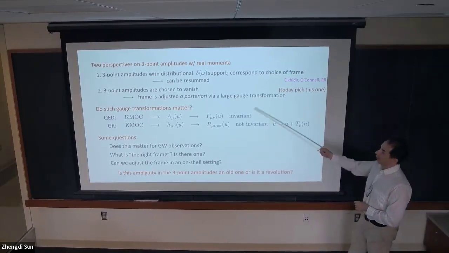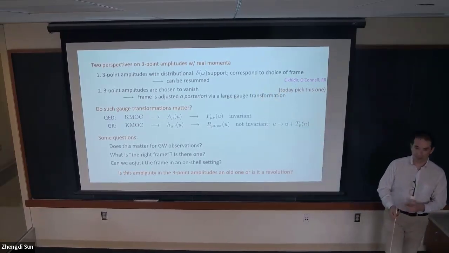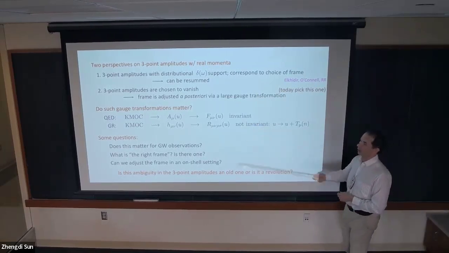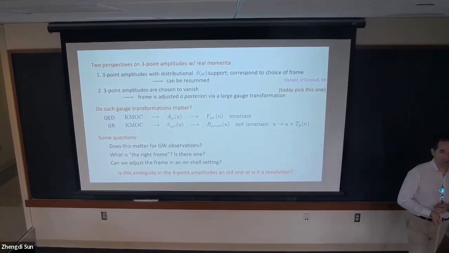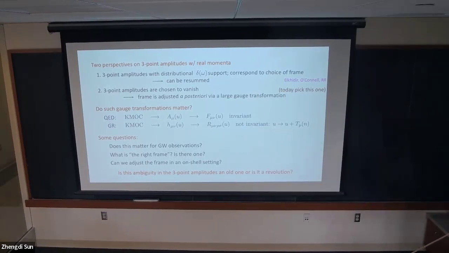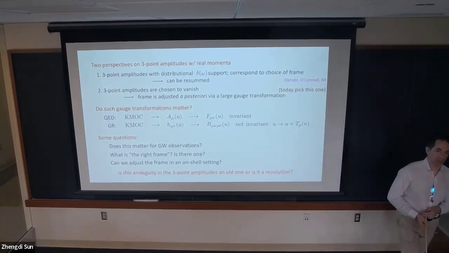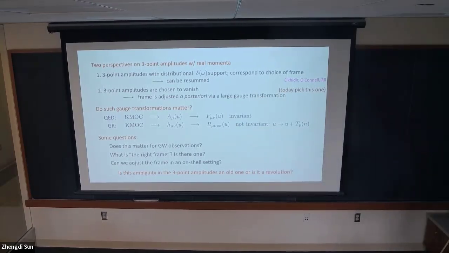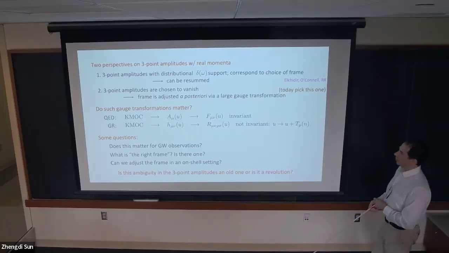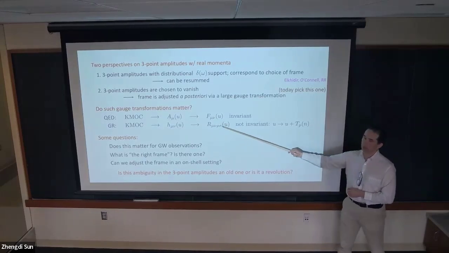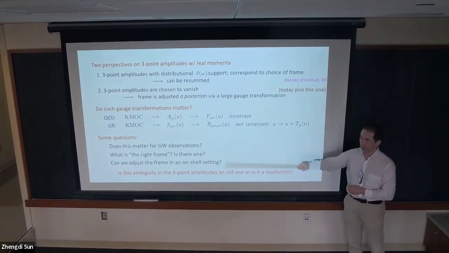So should we worry about any of this in the first place? Should we worry about these gauge transformations? Well, in QED, certainly we shouldn't. In QED, with sufficient effort, everything can be expressed in terms of field strengths. These gauge transformations do not affect the field strength, so we don't really need to worry too much about it. In GR, however, the story is a little bit different, because even if we were to express everything in terms of the Riemann tensor, which is the analog of F here.